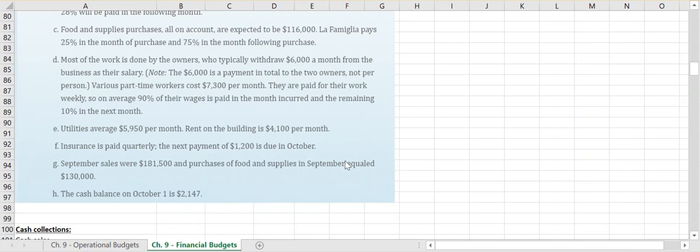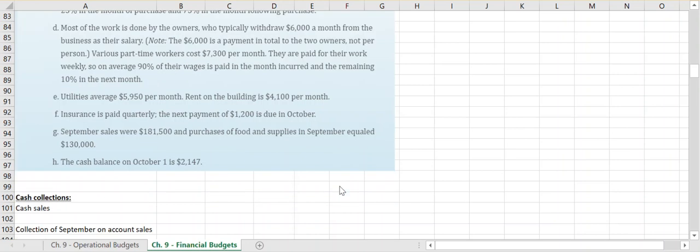They tell us that their work is mainly done by the owners, who in total withdraw $6,000 a month from the business. And they also have some various part-time workers that in total cost them $7,300 a month, and they are paid for their work weekly. So on average, 90% of their wages is paid in the month that it's incurred, and the remaining 10% is done in the following month.